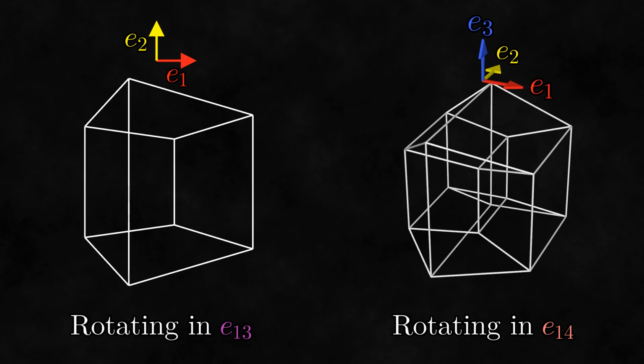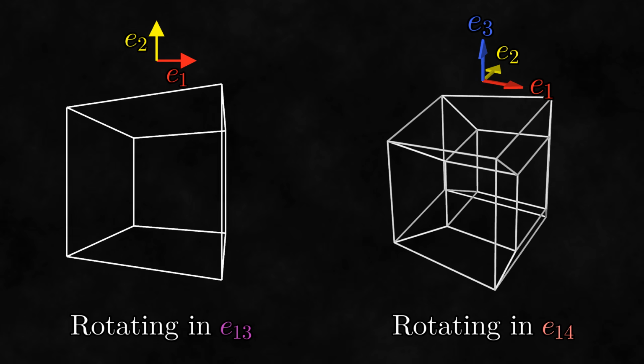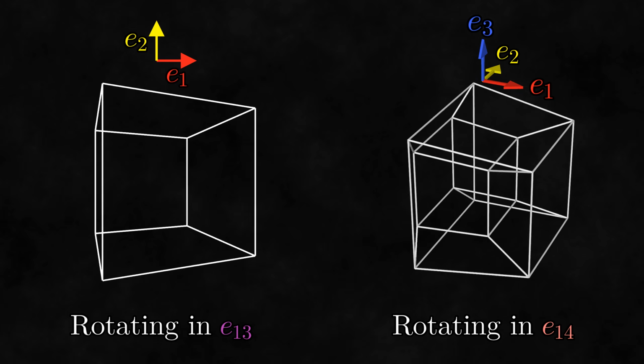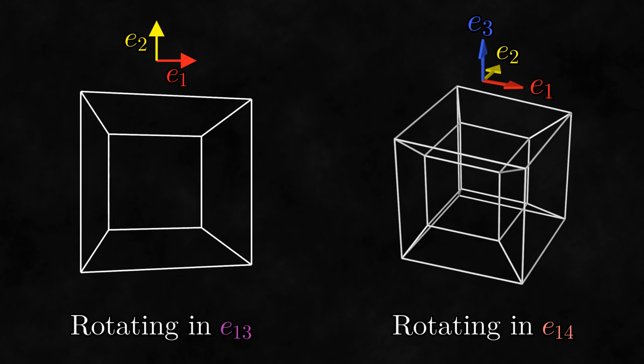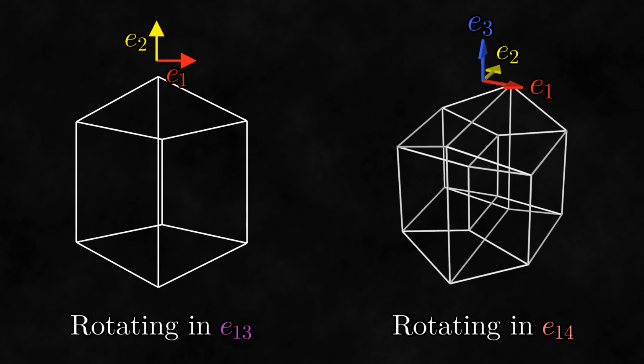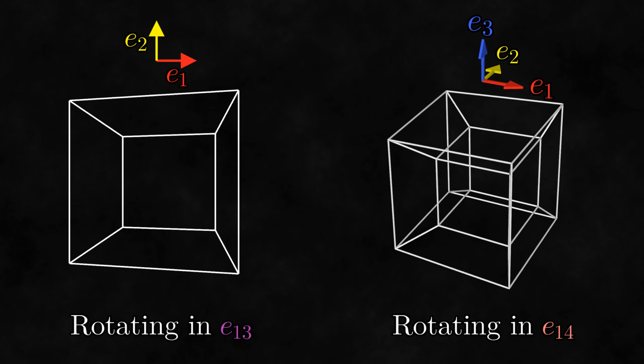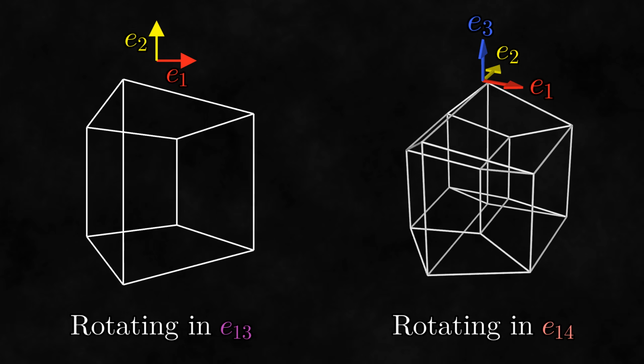Again, the reason this looks crazy is the fact that we are doing a projection, and it is not a feature of 4D rotations themselves. If it were possible to see this image in 4D, it would look as simple as the rotation of a cube. Right now, we are rotating in the E14 plane.